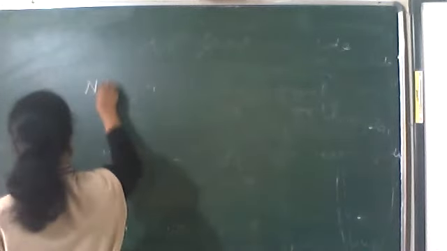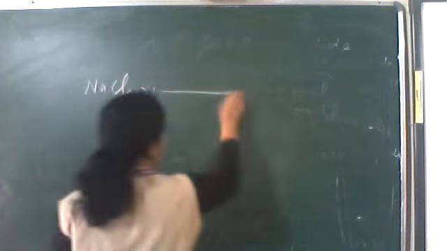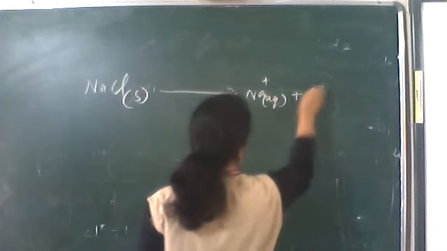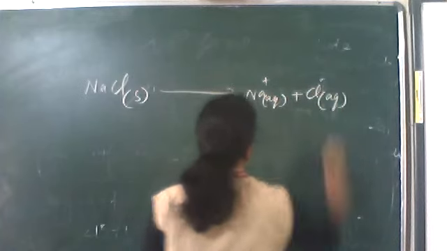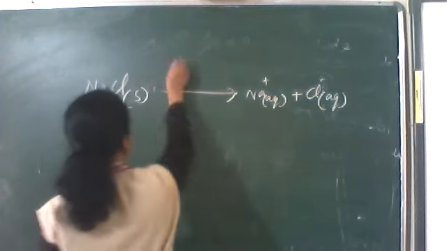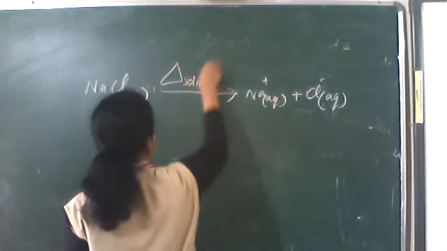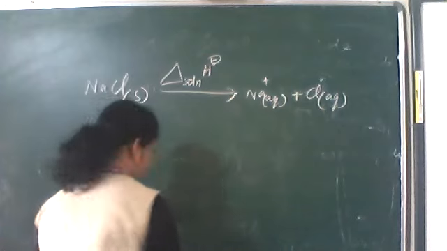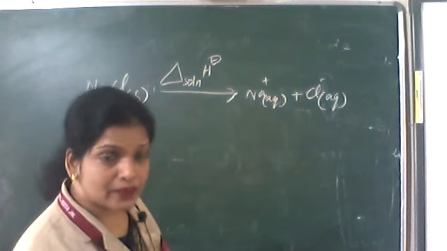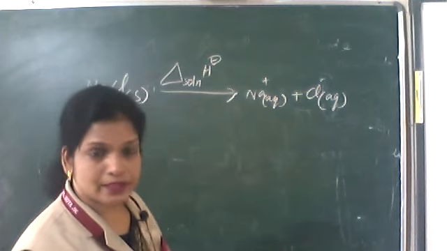Okay, let's consider one example, that is sodium chloride dissolved in water. When sodium chloride, NaCl solid, is dissolved in water, it gives Na+ aqueous and Cl- aqueous. How much heat energy is accompanied during this reaction? That is called enthalpy of solution. So I am writing it as delta H solution at standard. Now, actually this can be taken through 2 steps. Enthalpy of solution you can find out experimentally.